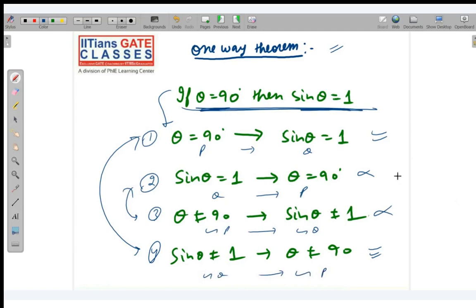Now, direct and contrapositive are the same, and converse and inverse are the same. This is the contrapositive, this is the converse and this is the inverse. I think you have got the idea now, right? Why are converse and inverse the same? Because sin theta is equal to 1 implies theta is equal to 90 degrees, I cannot conclude it. Similarly, theta is not equal to 90 degrees implies sin theta is not equal to 1, that is again the same thing. Okay, so converse and inverse are the same.